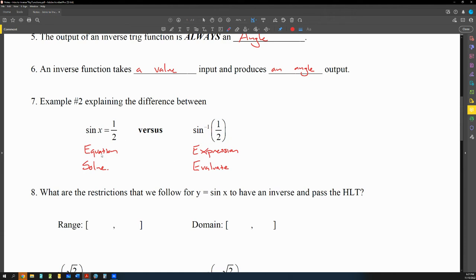Okay? So again, this left-hand side in this equation that we solve, we find all values for x that make that equation true. It could be many solutions. It could be infinitely many solutions. On the right-hand side, we have the inverse sine of 1/2, which evaluates to a single value. This is an expression. We evaluate it.